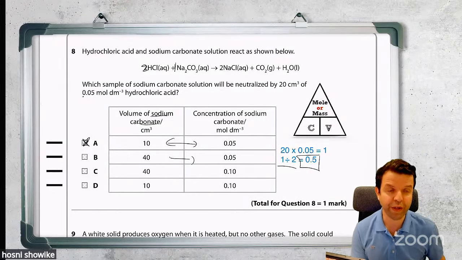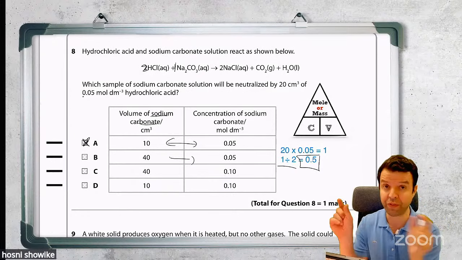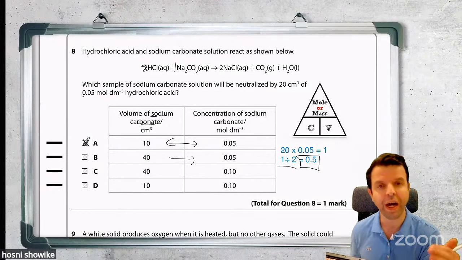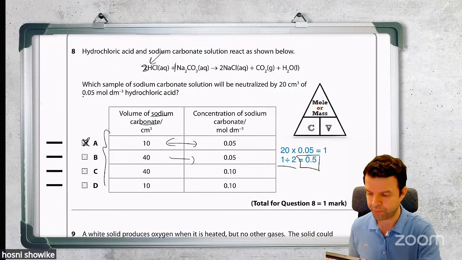So during a chemical reaction, reactants must have identical number of moles if they are to completely react. I found the moles of the one. I use the mole ratio and I find which option matches that.